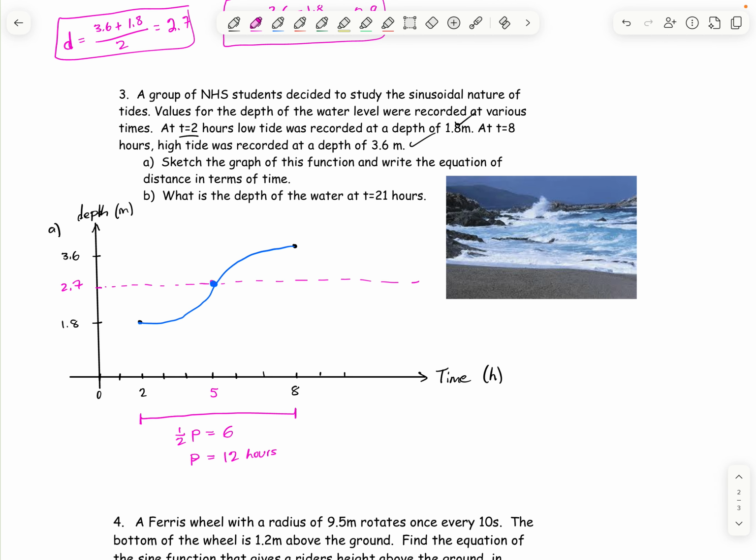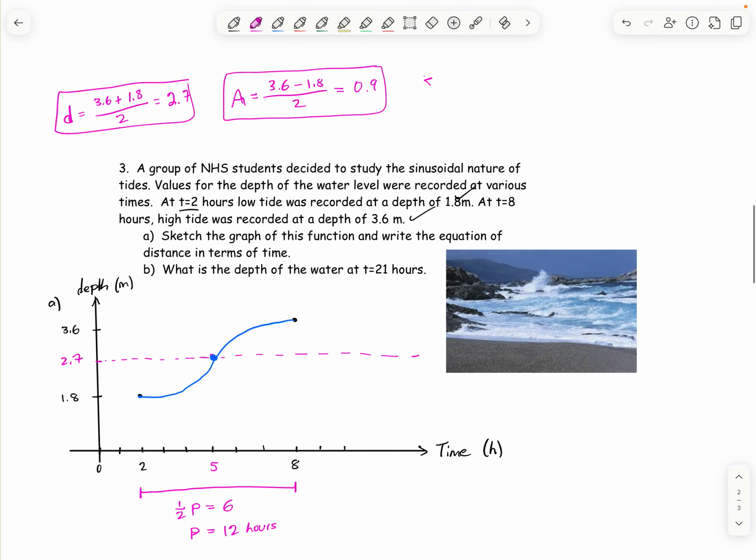So that's my period, P. Okay, so the full period is 12 hours. And now I can calculate my K value. So K is equal to 360 divided by period, which is 360 divided by 12, which is going to be 30. Okay. So I got my K value, and now we need the equation.